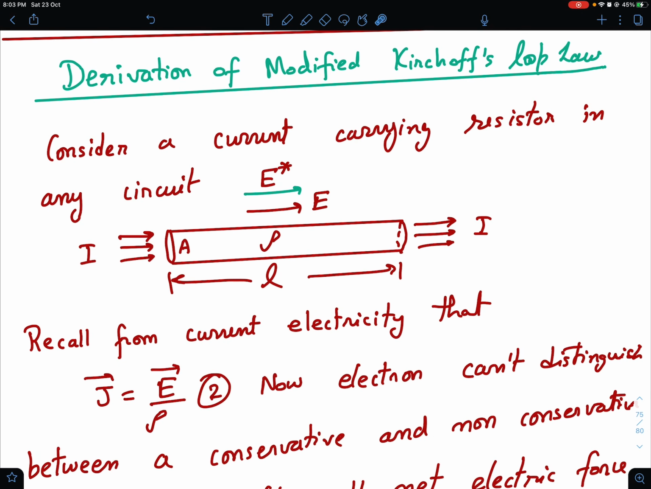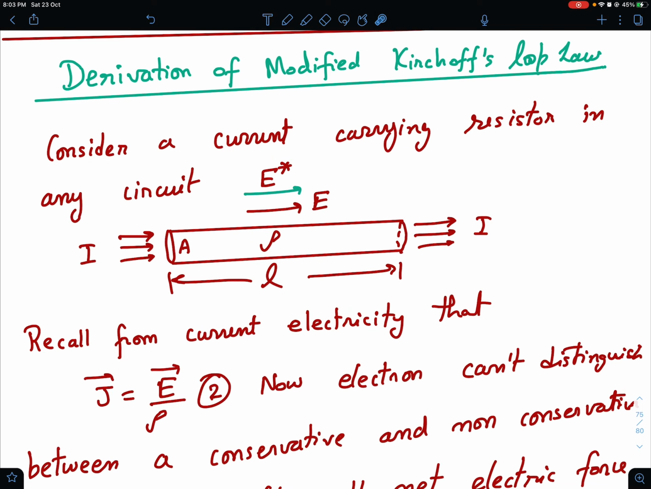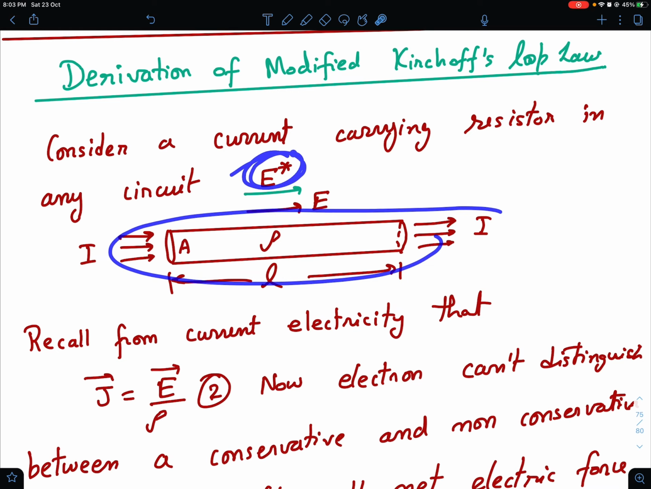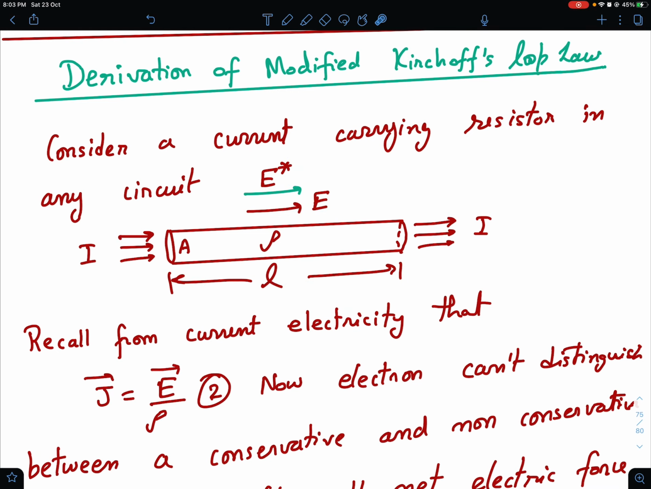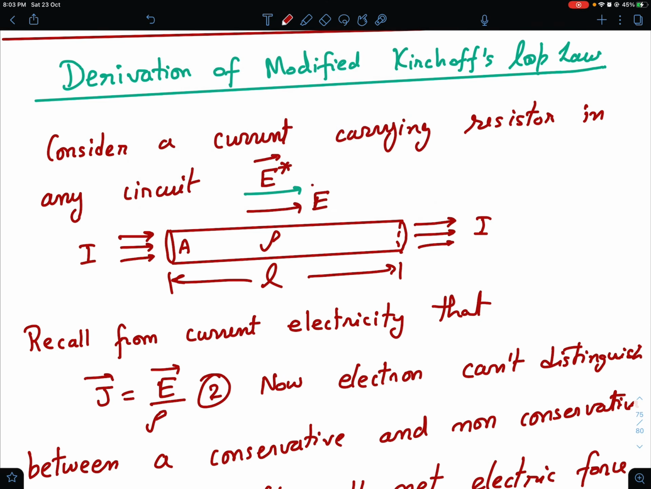So how do we derive the modified Kirchhoff's loop law? Please pay careful attention. So now let's consider a current carrying resistor in any circuit. Let's say this is your resistor and it's carrying some current I. If it's a case of time varying magnetic fields, then this may also carry some non-conservative electric field. Let's say the non-conservative electric field in this is E star, and the field due to the charge accumulation at various points in the circuit, let us say that is E. So there are two fields inside this. E star is the non-conservative part and E is the conservative part.